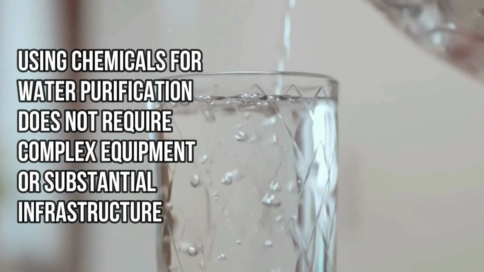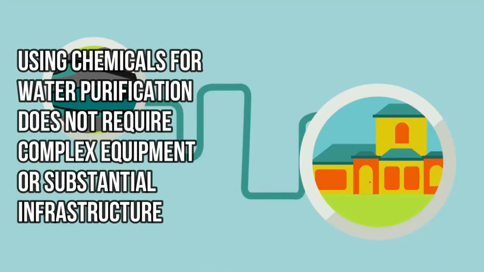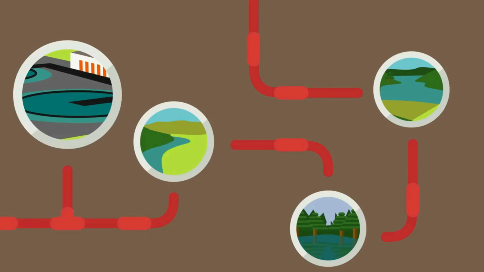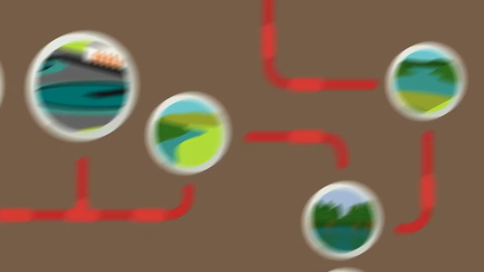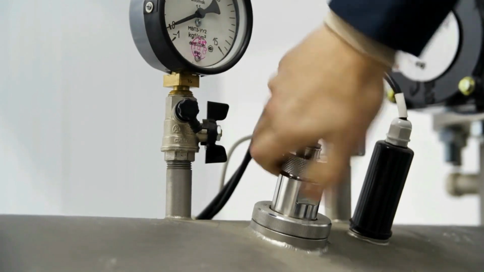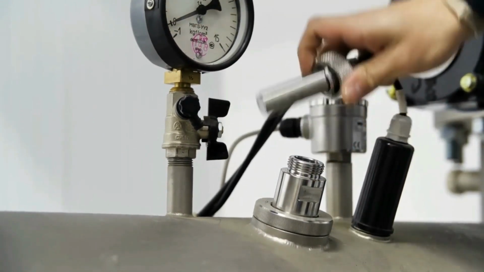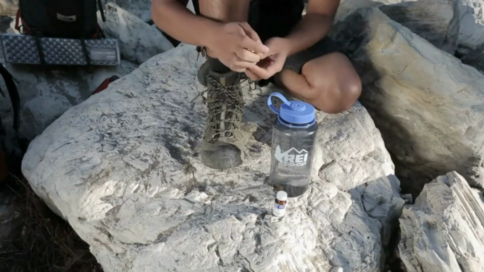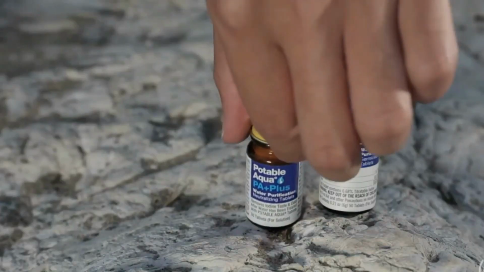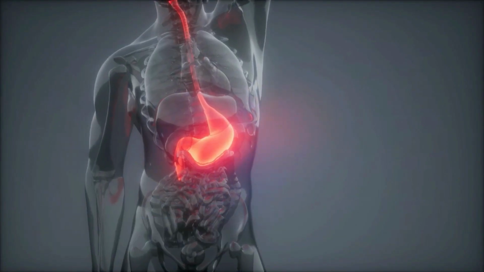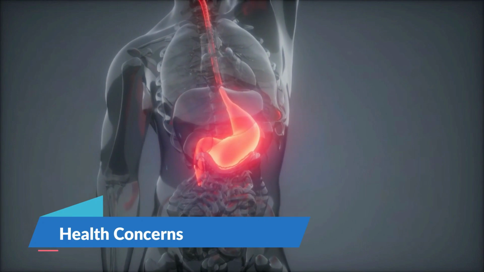Using chemicals for water purification does not require complex equipment or substantial infrastructure, which is especially beneficial in low-resource settings. Context: treatments like chlorine tablets or iodine drops are easy to distribute and use, making them ideal for disaster relief operations and individual households alike. Disadvantages. Number 1. Health concerns.